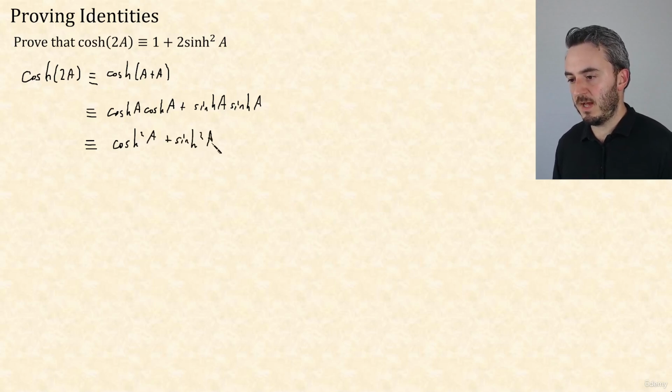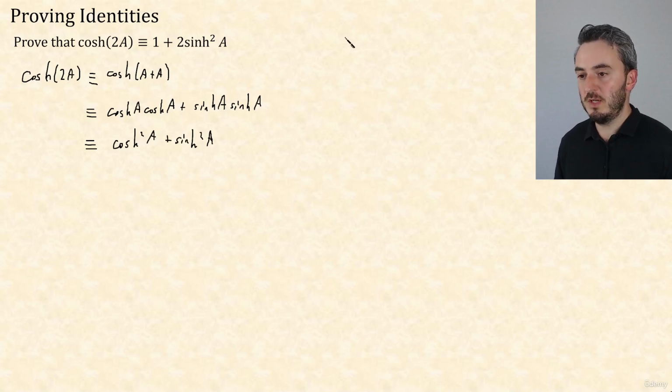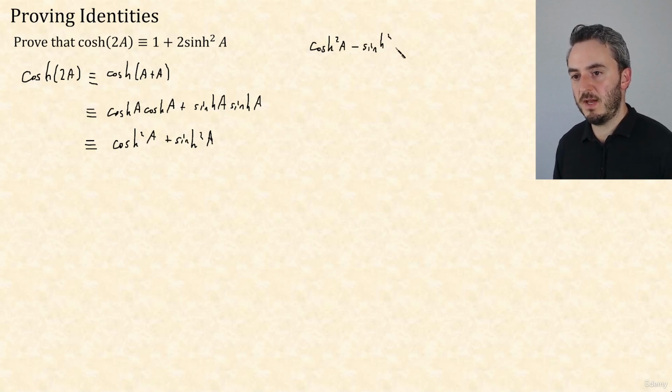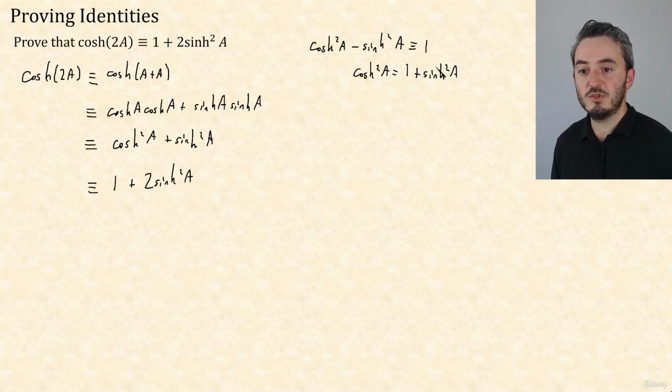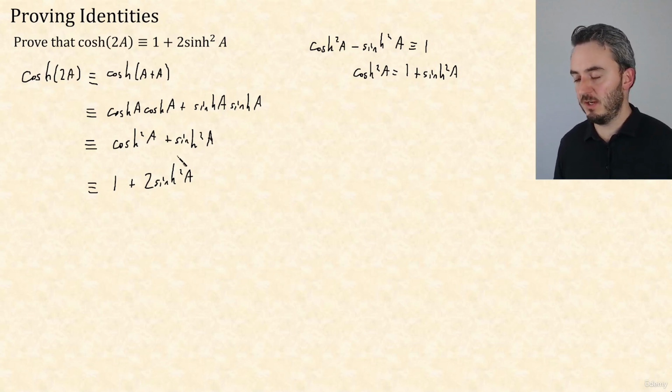Now I'm aiming for something that has only sinhs in it and no cosh. But remember our identity: cosh squared a minus sinh squared a is 1. So I can convert that cosh squared a into 1 plus sinh squared a, meaning we've got 1 plus 2 sinh squared a. It's the 1 plus sinh squared a plus another sinh squared a, and there we have it. So there's the cosh double angle.